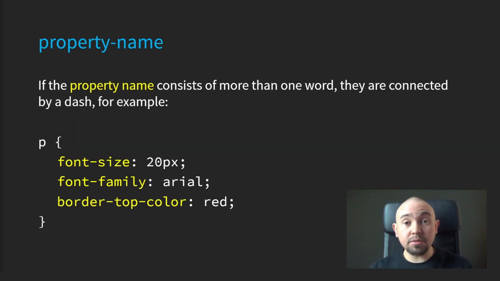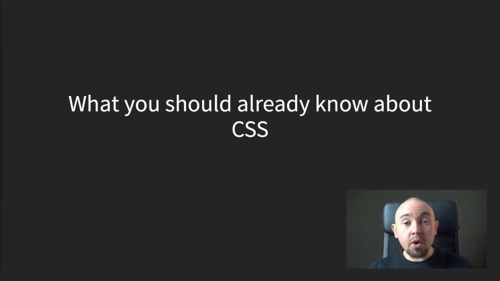Another thing is the names of the properties. Property names have one word, but sometimes they can have a couple of words. In such cases, words are separated by a dash. Otherwise, the property name will not be recognized by the browser. Before I show you how we mostly make errors in practice, I would like to mention a few things that are worth knowing at this moment.